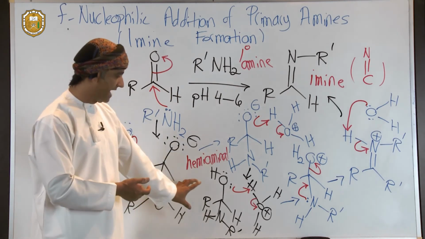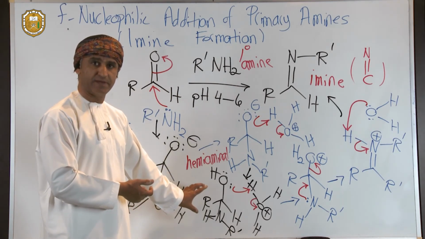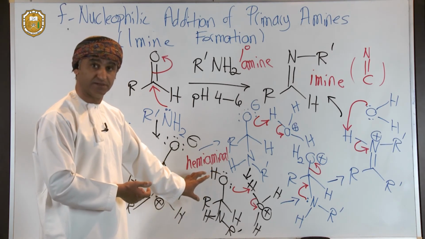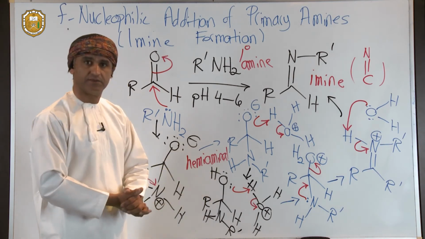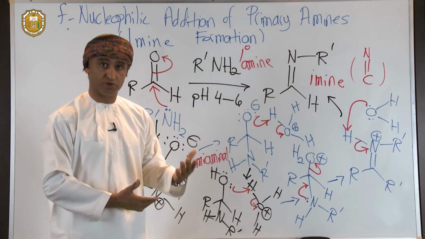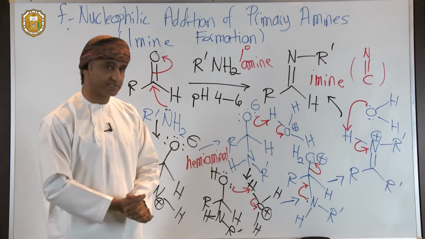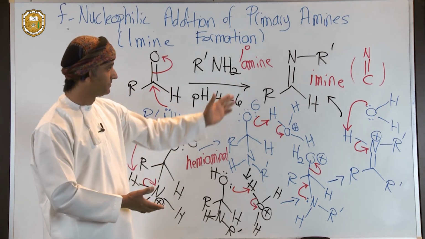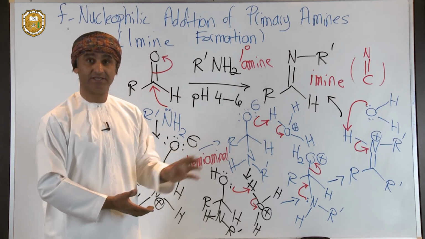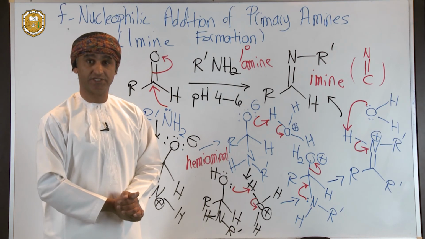Now, at the hemiaminal intermediate, some acid concentration is really, really important, and that's to protonate the OH group in order to convert it into a much better leaving group, which is water, which will be expelled in the subsequent step. And finally, the carbon-nitrogen double bond is formed, or the imine final product is actually formed.